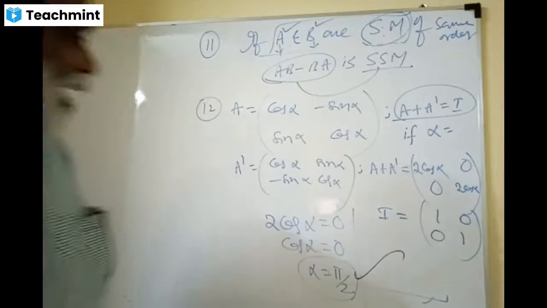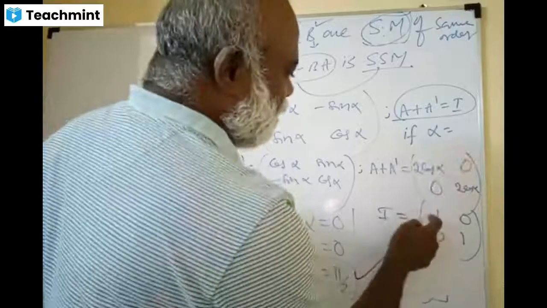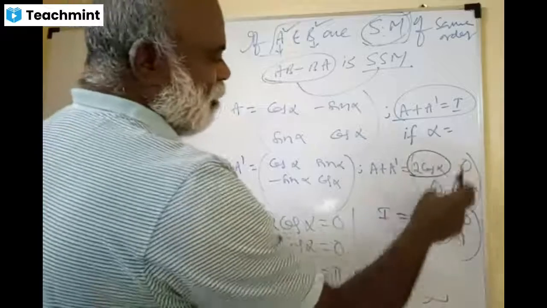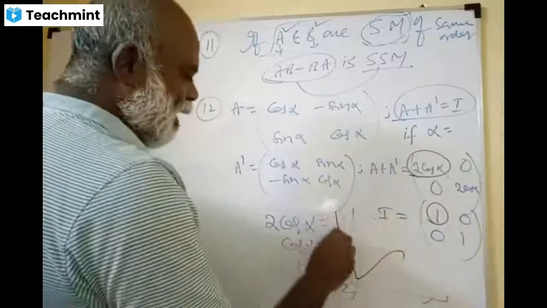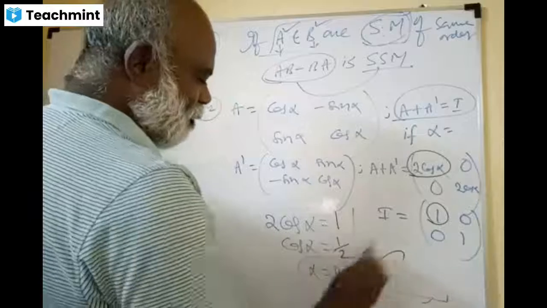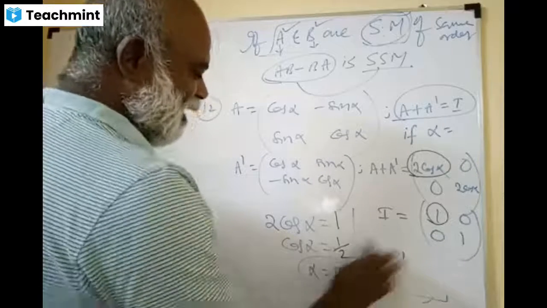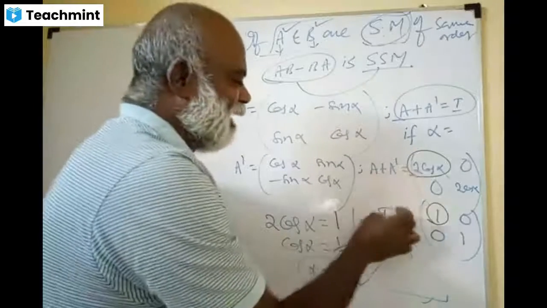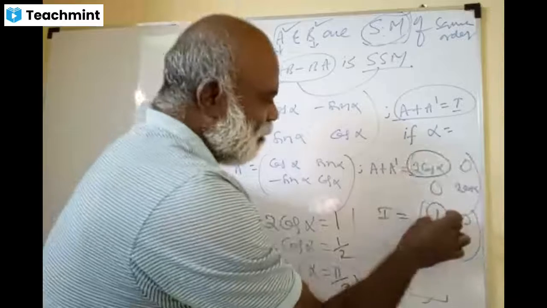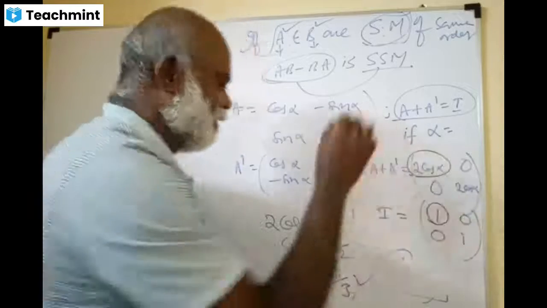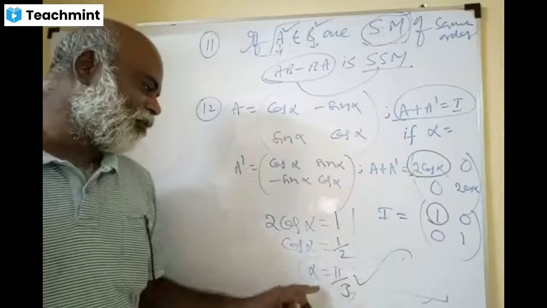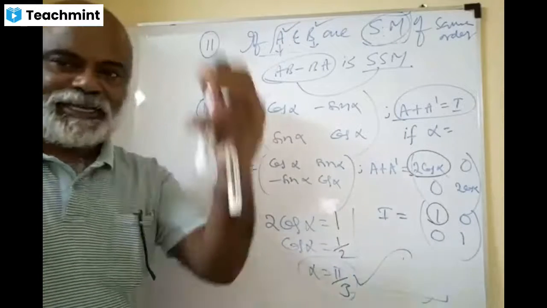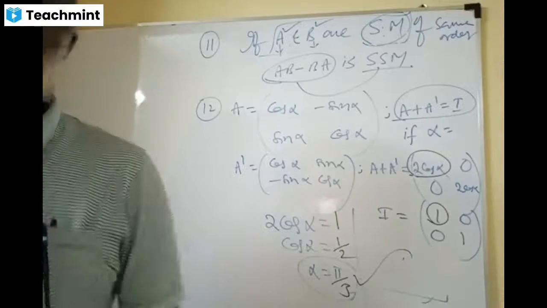What did I do? Come on, 2 cos alpha is what? First element, right? 2 cos alpha is 1. So cos alpha is 1 by 2. Then what is 1 by 2? Pi by 3, 60 degrees. Equate, he said A plus A dash is I, right? First element, 2 cos alpha is 1, so cos alpha is 1 by 2, and alpha is pi by 3. That's right. Brilliant question, Parth.